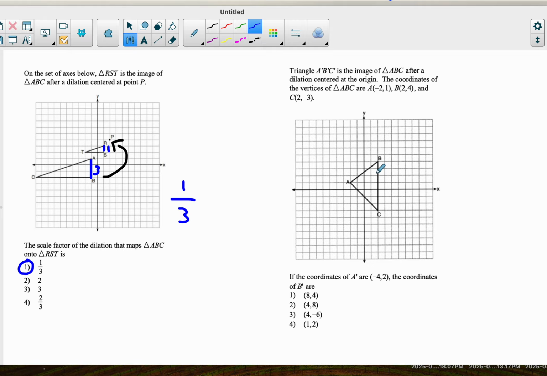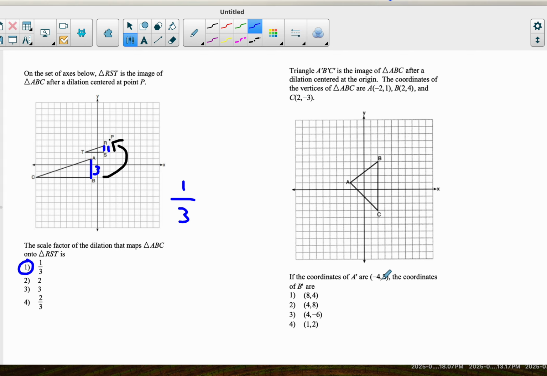For the next one, it's saying that triangle A prime, B prime, C prime is the image of this triangle after a dilation centered at the origin, and it's giving us the coordinates of A, B, and C. Down here, it's telling us the coordinates of A prime are -4, 2.